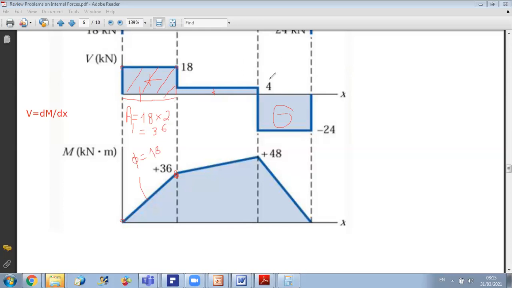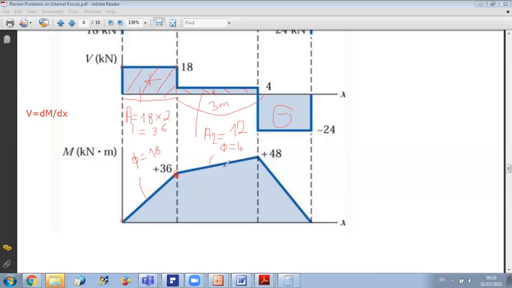Then from this point to this one, I have another area. I have a smaller value of V, it's 4, and the distance here is 3 meters. So from here to here I have 3 meters. So the area will be A2. A2 is equal to 3 times 4, equal to 12. So what should I do here? V is constant, so M is linear. So the slope of this line is equal to 4.